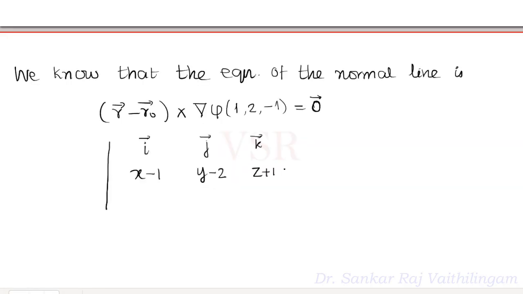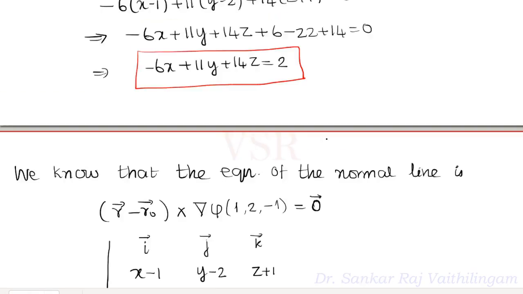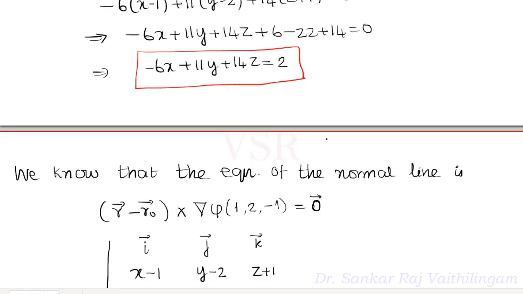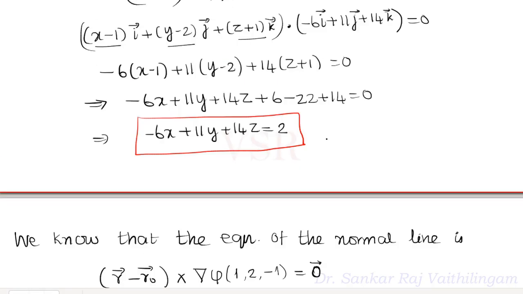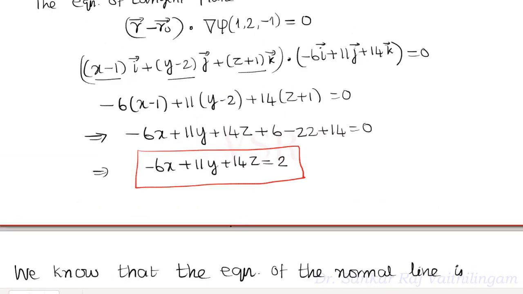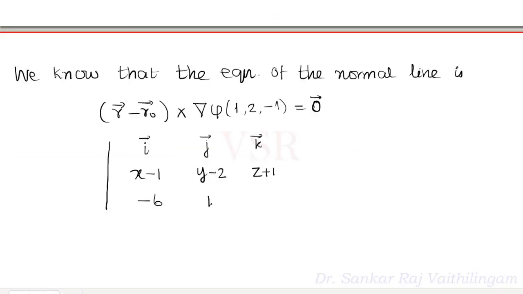It should be correct, do we need to check? x minus 1, y minus 2, z plus 1. Okay, fine. After that, minus 6, 11, 14. So we'll have this is minus 6, 11, 14. This must be equal to 0 vector.